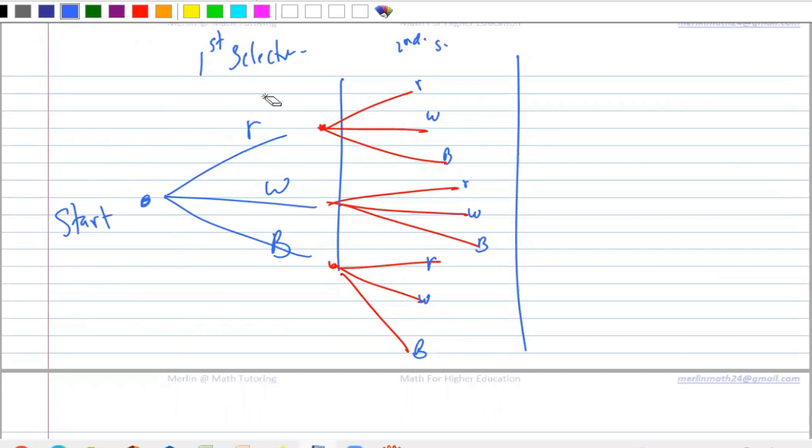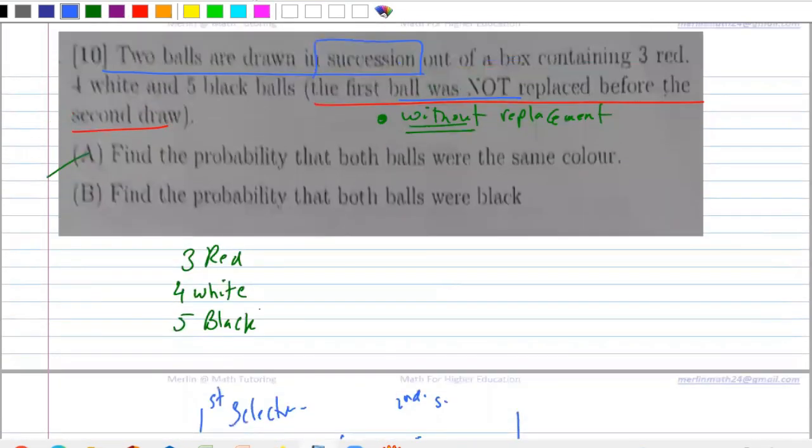Now, how many balls in total do I have? Add them up. 12 balls in total. So the probability of selecting red would be 3 out of the 12. I'm explaining now, so it's 3 of 12. You can simplify that to 1 over 4, but no need. Keep it 3 over 12 to make sure you put the numbers correctly.